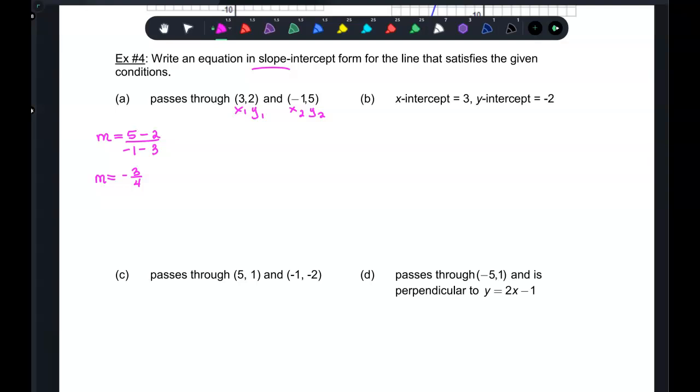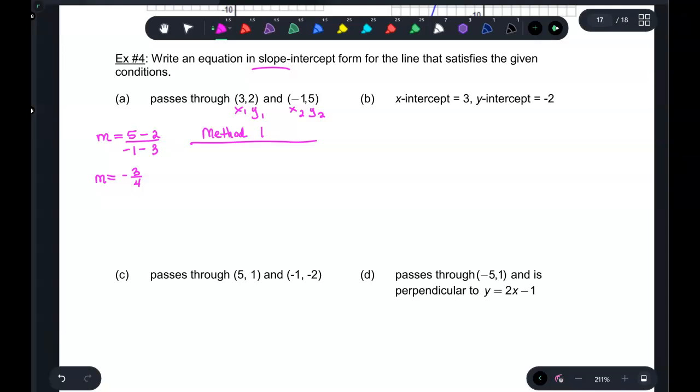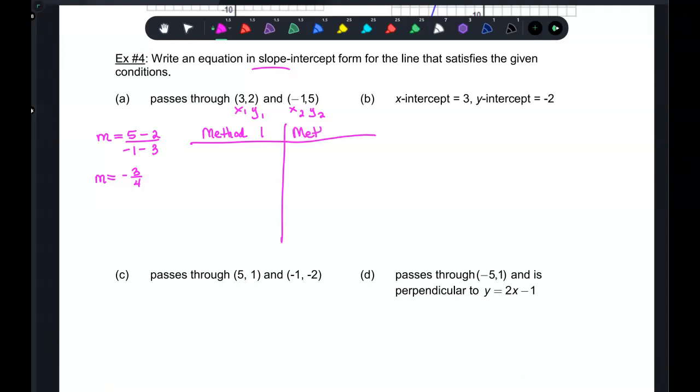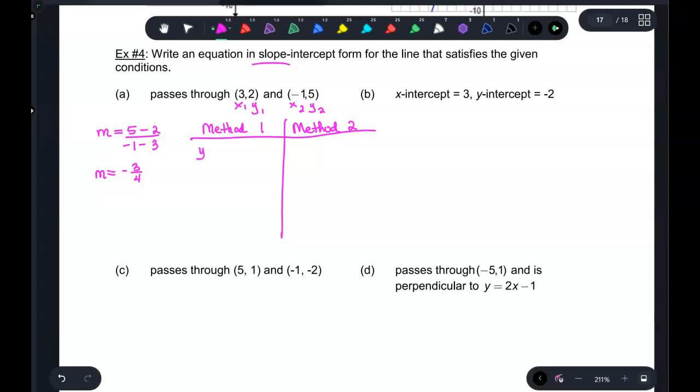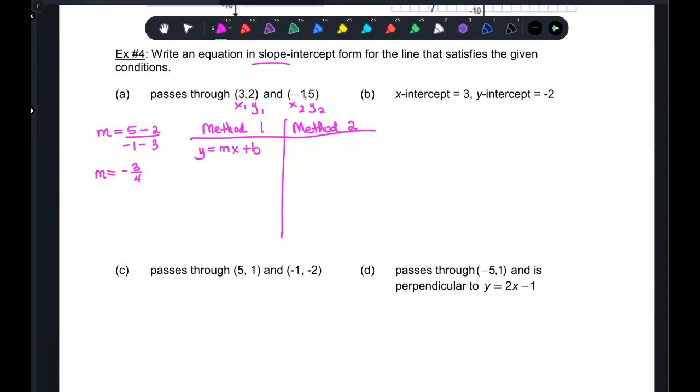So I have 2 options. I'll call them method 1 and method 2. Method 1 is probably the one that you are familiar with. This is where we take the equation y equals mx plus b, pick one of the points and the slope, and solve for b. Does it matter which point we choose for x and y? No. I'll probably pick this one because they're both positive numbers.